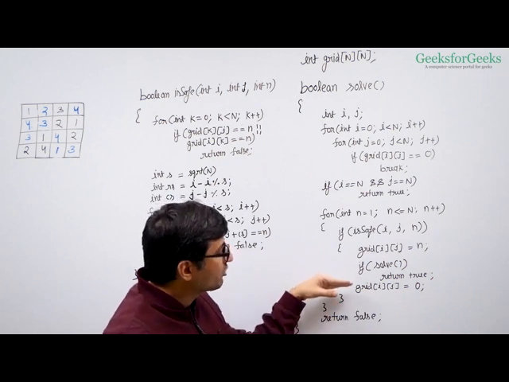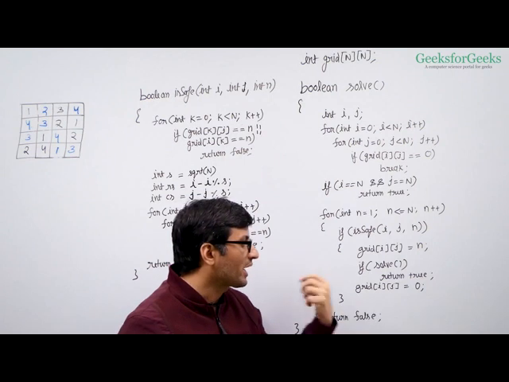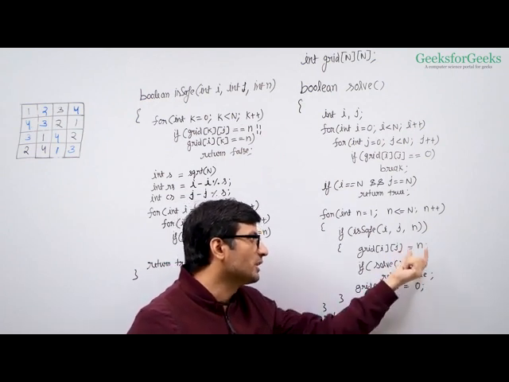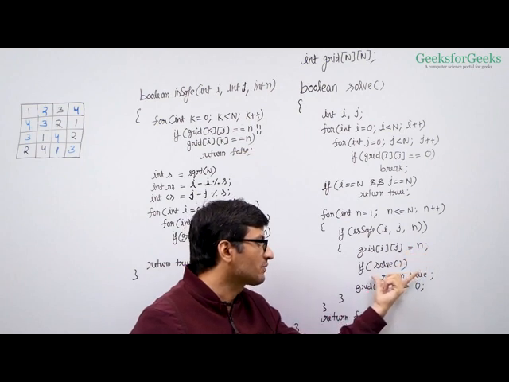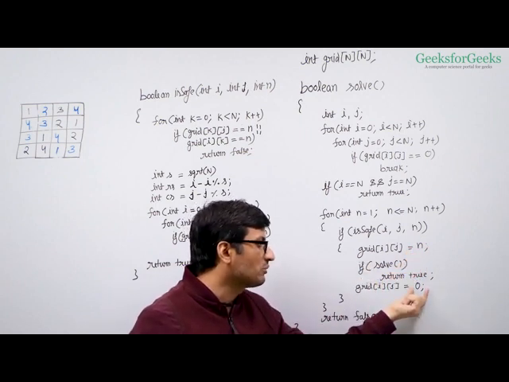And if recursive calls do not return true, then you need to backtrack. You need to remove this number that you placed. So you remove this number that you placed here. We placed n here, then we recursively check for the remaining empty cells. We did not find a solution, so we backtrack, we remove n from here.